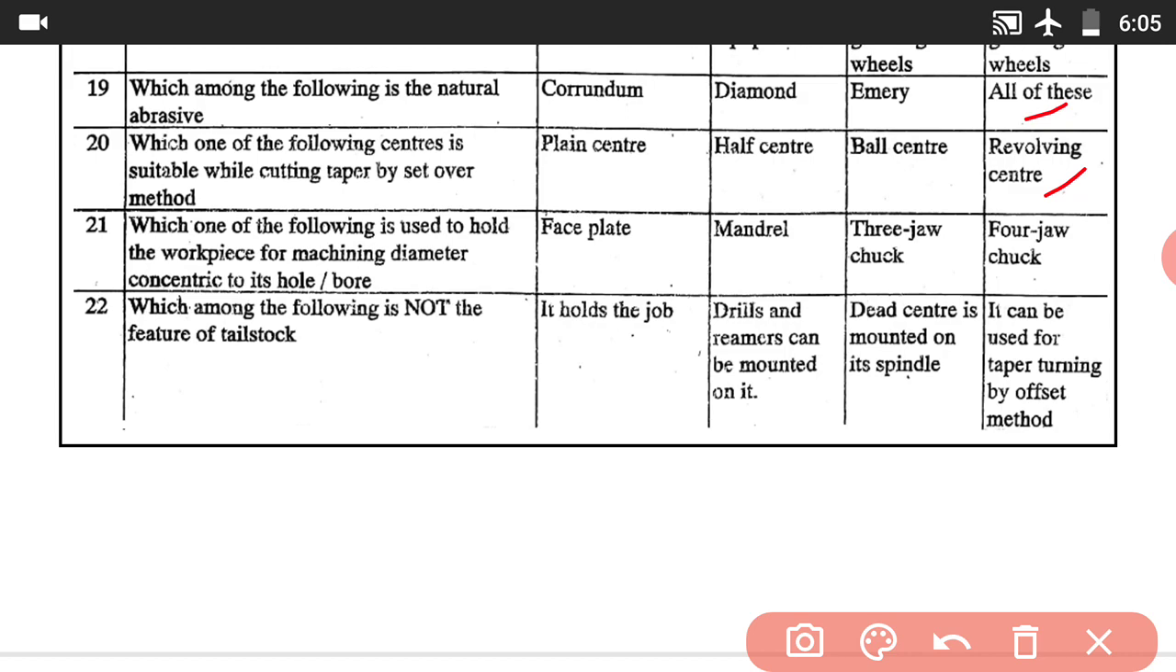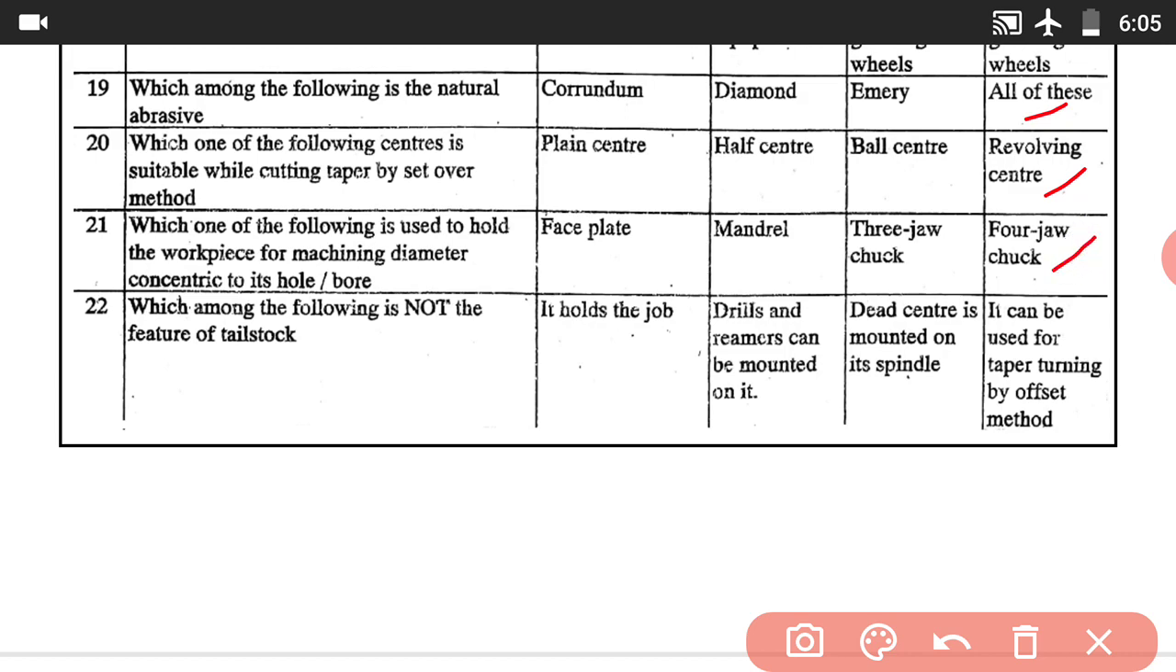Question number 21. Which one of the following is used to hold the workpiece for measuring diameter concentric to its hole or bore? This question answer four jaw chuck. Option D.